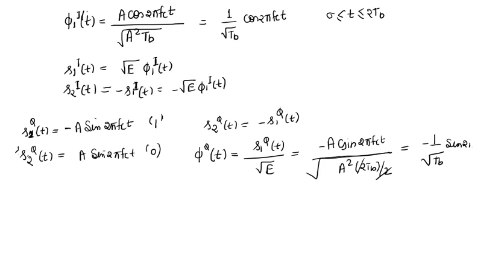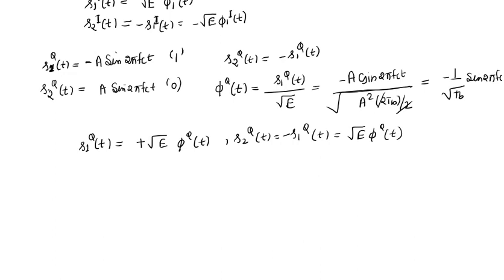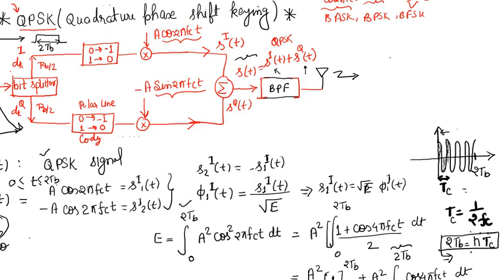And thus we can represent our quadrature signals in terms of the basis. So S1Q(t) is root E phi Q(t), and S2Q(t) is minus S1Q(t), which is equal to minus root E phi Q(t). We have found out, because our aim was to find the basis for S(t), but we have independently found out the basis for SI(t) and SQ(t).